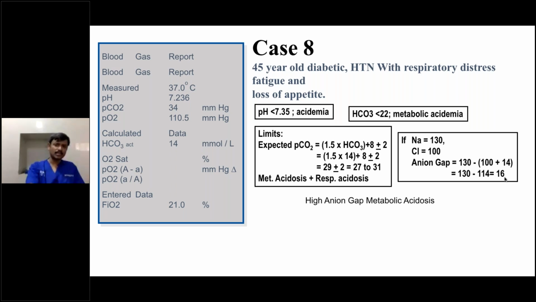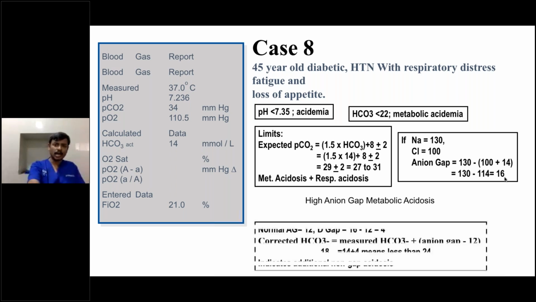Now my interest is whether there is a mixed acid base disorder or not. How to calculate? You have to correct the bicarbonate. Corrected bicarbonate is equal to measured bicarbonate, which is 14, plus the gap. Anion gap here is 16, and minus the normal we have taken, 12, so the normal anion gap is taken as 12. The gap is 16 minus 12, that is 4. When you add 4 to the measured bicarbonate of 14, it becomes 18.